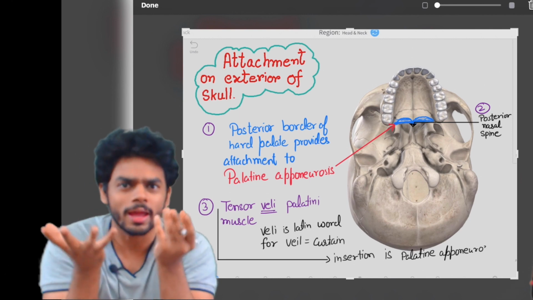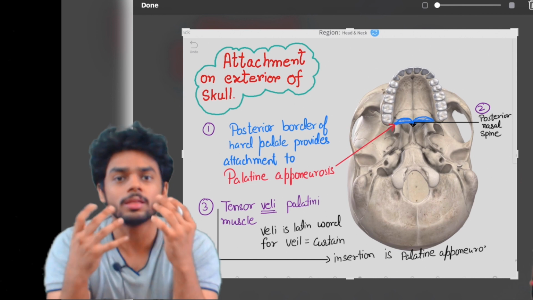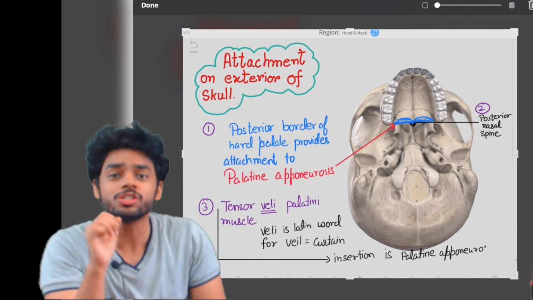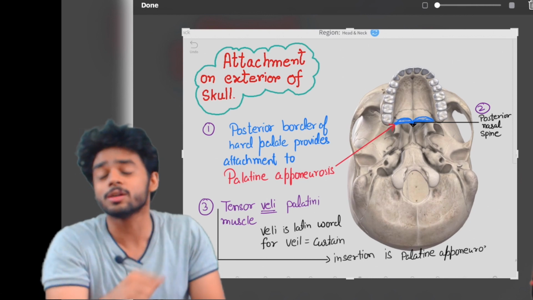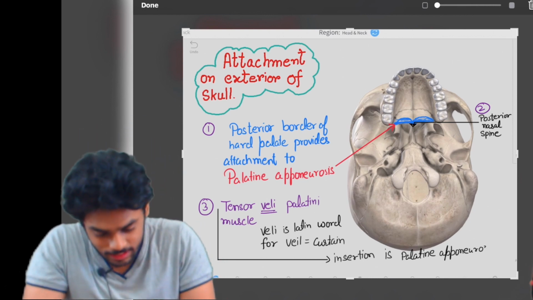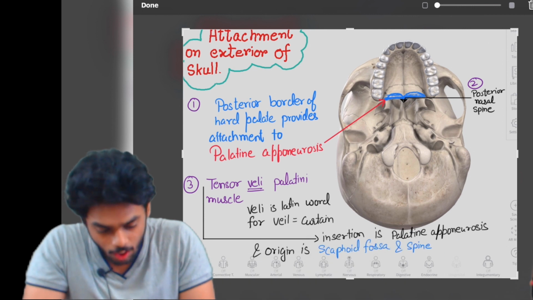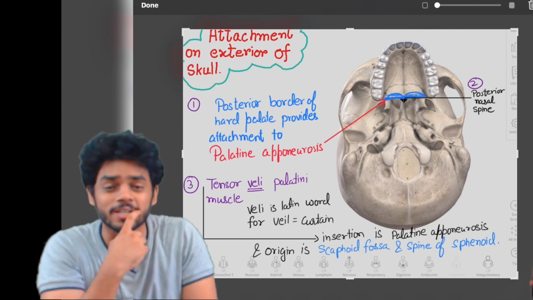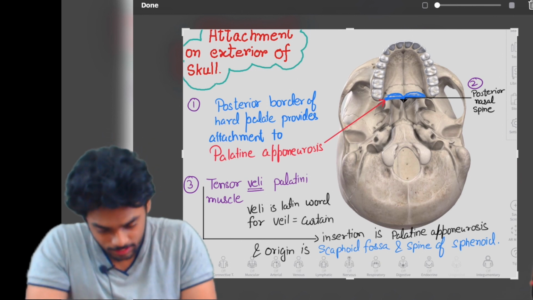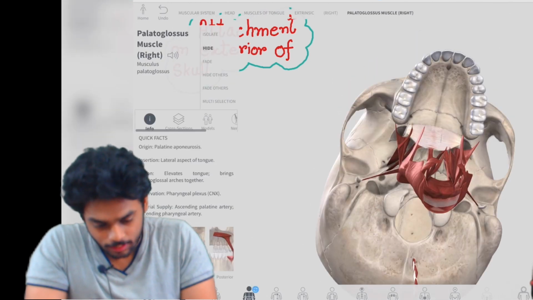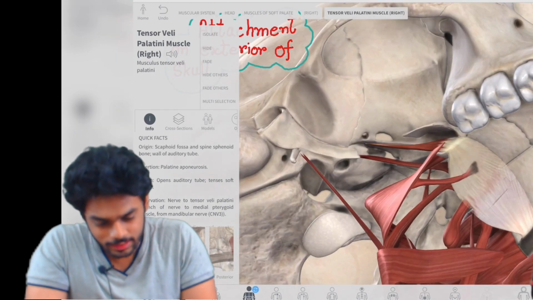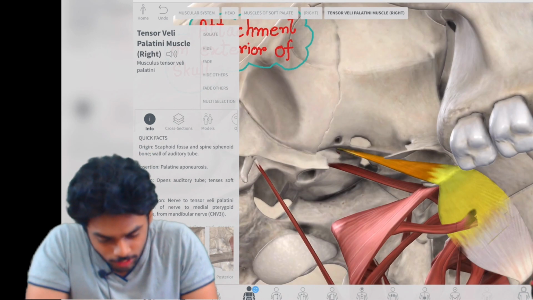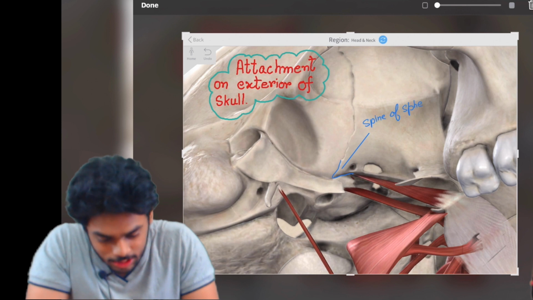If it is providing insertion, then there should be a point from where it originated. So from where is it originated? The answer is the scaphoid fossa and the spine of sphenoid. Scaphoid fossa, where is it present? Let me show you. See, this is the tensor veli palatini muscle shown in yellow, and this is the spine of sphenoid.